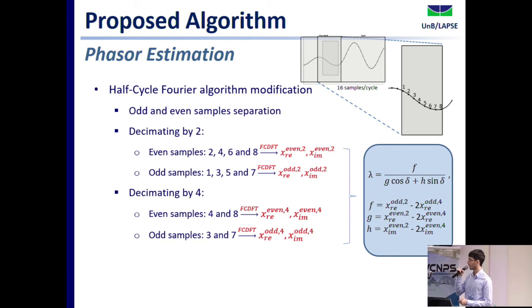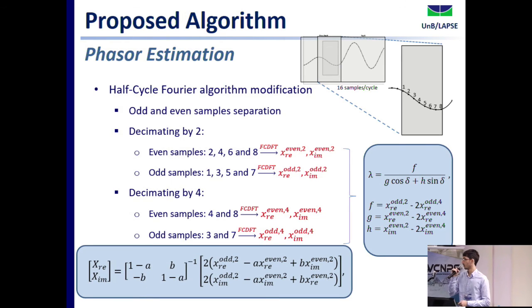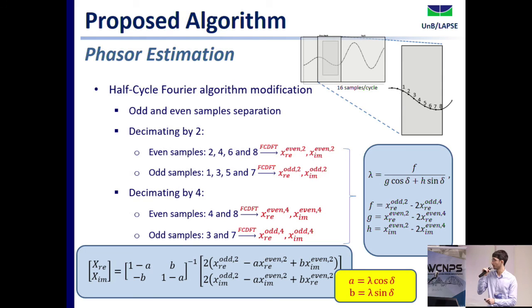And then after calculating the lambda, we can apply this expression here with A and B being this formulation here, and the delta is 2 pi over n, n being the number of samples. So after that, we can calculate the real and imaginary parts here, the phasor, without the decaying DC component.